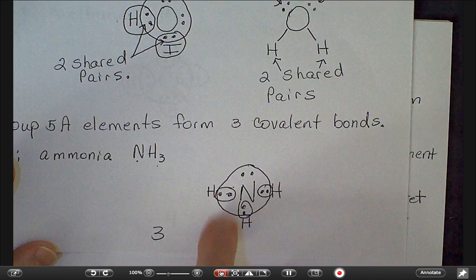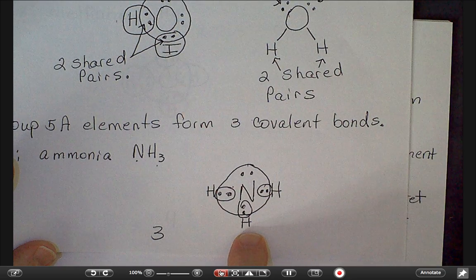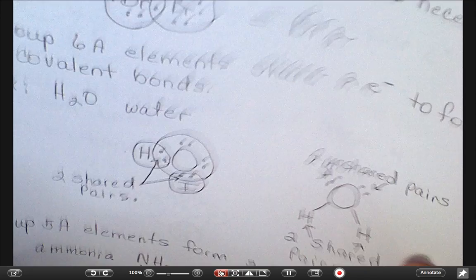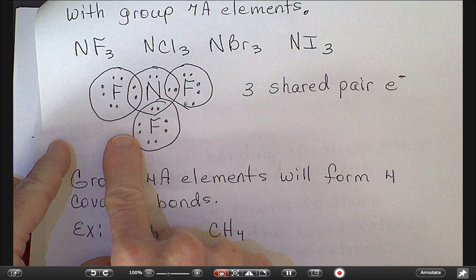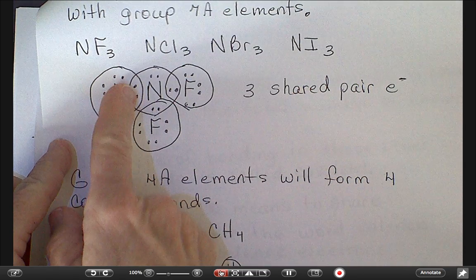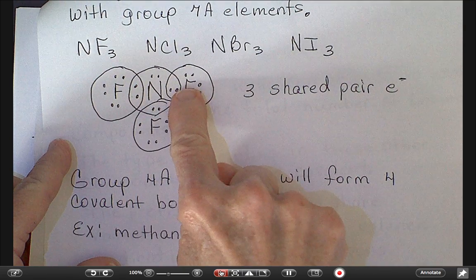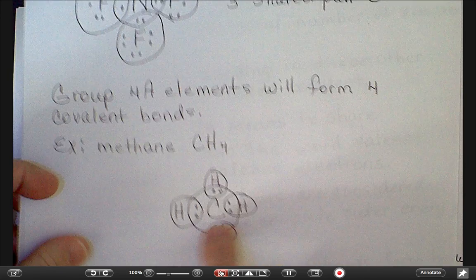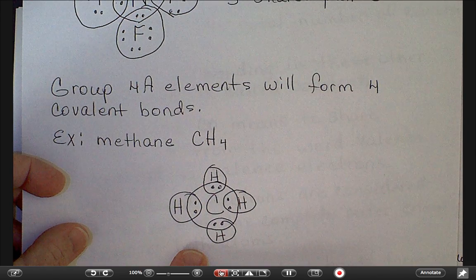Now, how many single covalent bonds are here? Three. This one is how many singles? Because each covalent bond is one shared pair. And there's a point to this. And how many single covalent bonds here? Four.